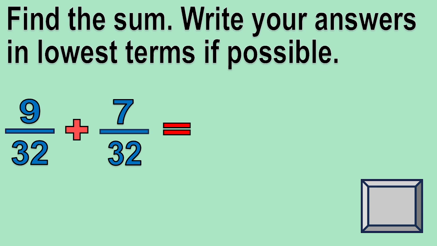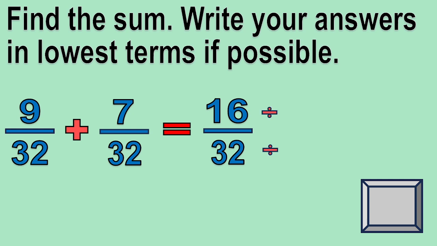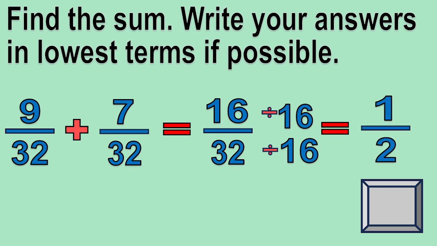Next, 9/32 plus 7/32. Time's up. The answer is 16/32. But let's convert this into its lowest term. So the GCF of 16 and 32 is 16. So 16 divided by 16 equals 1 and 32 divided by 16 equals 2. So the answer is 1/2.